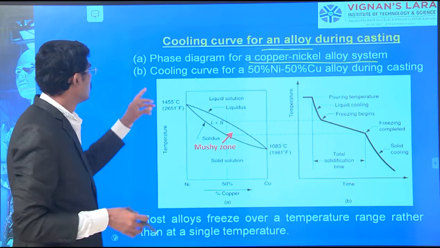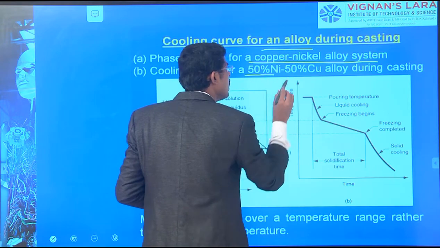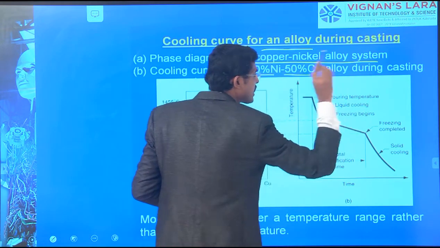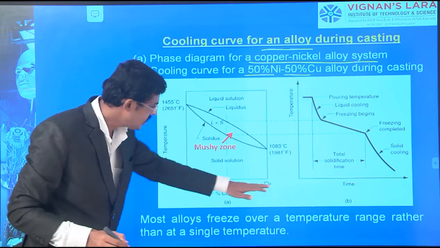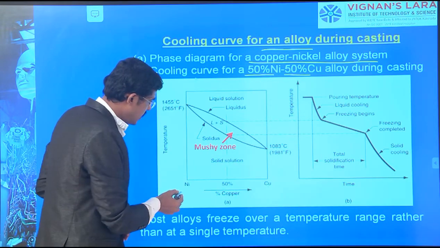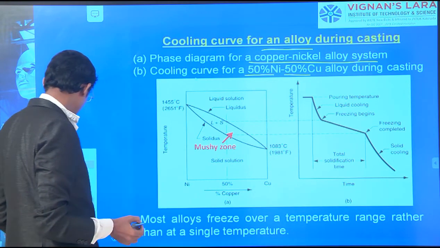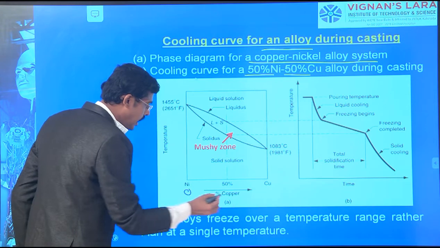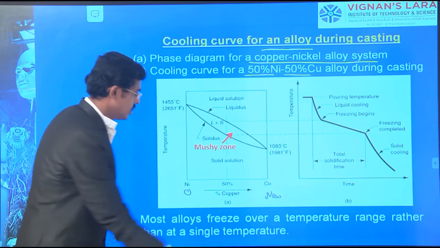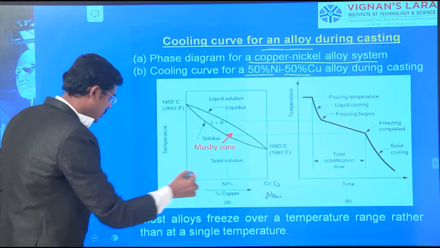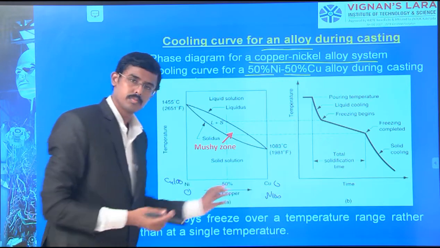Therefore, the cooling curve for 50% nickel and 50% copper during the casting process has been shown here. Okay. On the x-axis, we have taken nickel to copper. It means nickel starts at 0 here, and the same nickel is 100 here. The copper is 0 here, and the same copper is 100 there. So it is reversed.